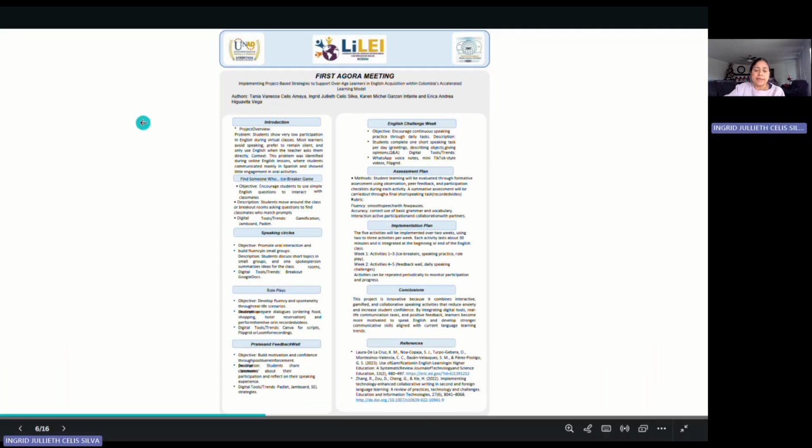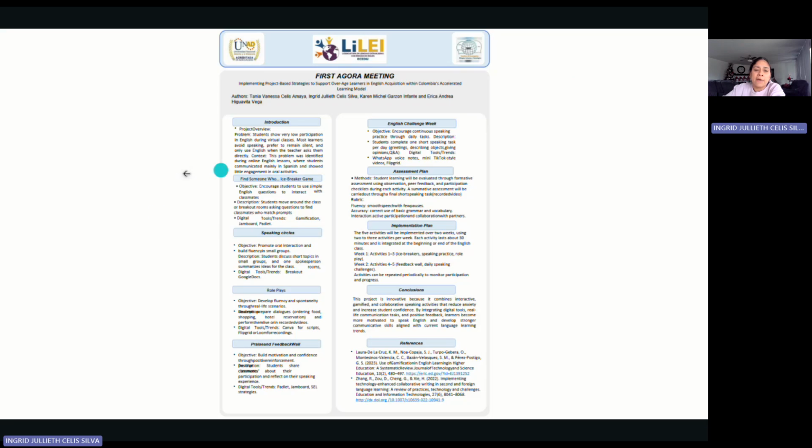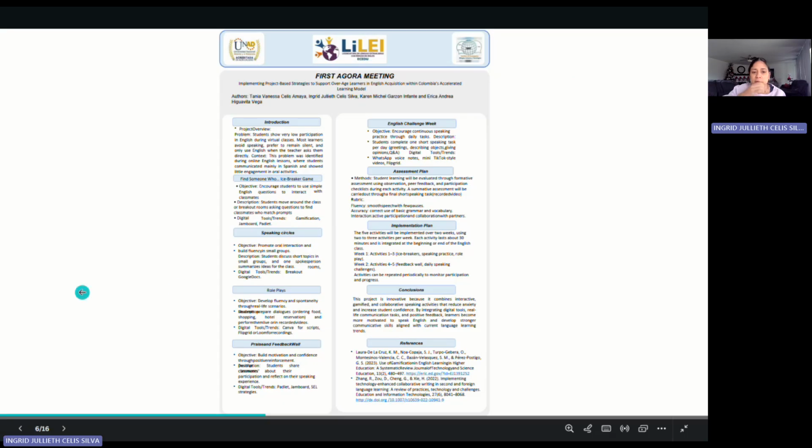Okay, in our poster, we can see the description of the activities. For example, in the Find Someone Who icebreaker game, the objective is to encourage students to use simple English questions to interact with classmates. The description: students move around the class or breakout room, asking questions to find classmates who match prompts. The digital tools are gamification, Jamboard, and Padlet.